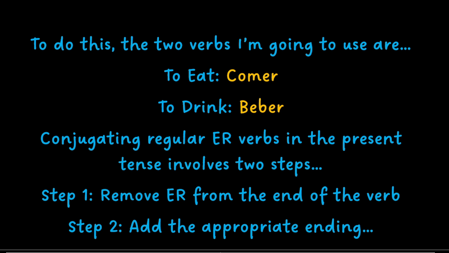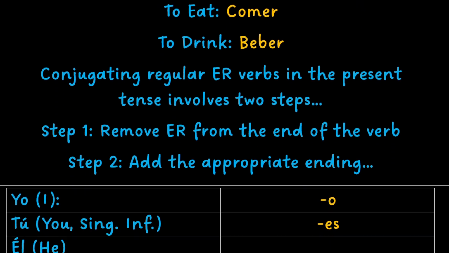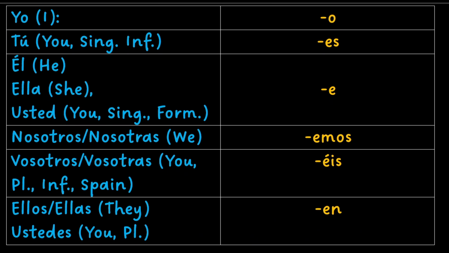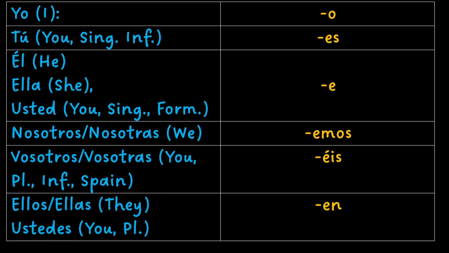Conjugating regular ER verbs in the present tense involves two steps. First, we remove ER from the end of the verb, and second, we add the appropriate ending, as shown in the chart below. The sentences that follow will offer specific examples for how this is done.